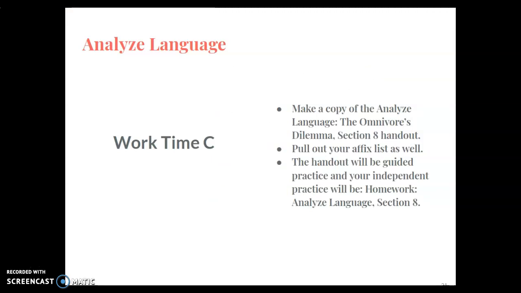So go into either your workbook or your Canvas page and make a copy of the Analyzing Language, The Omnivore's Dilemma, Section 8 handout. We're going to do some practicing. Also, pull out your affix list as well. Once we are done with this, you will be going to the homework in your workbook, which is at the end, and you're going to complete Analyze Language Section 8. This is our guided practice, but please make sure that you remember to complete the homework, which you're going to do independently because we do have an assessment coming up on that information.